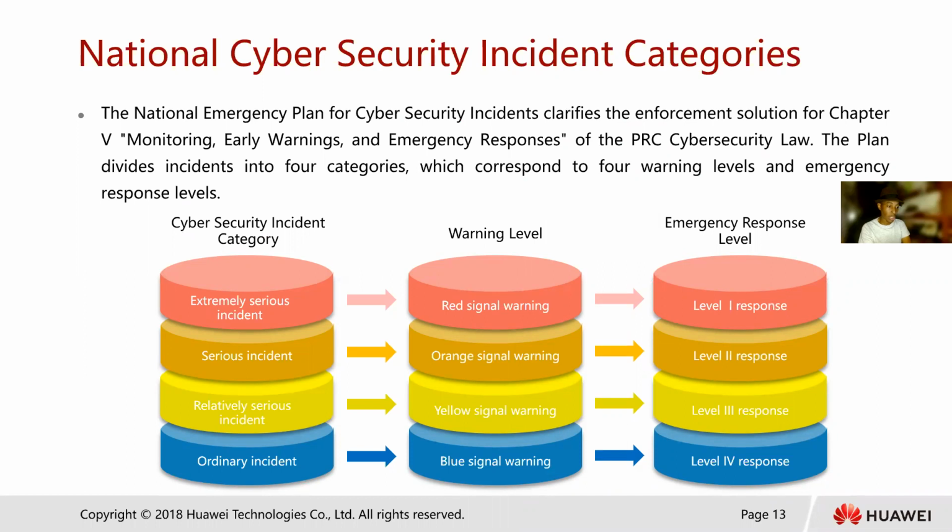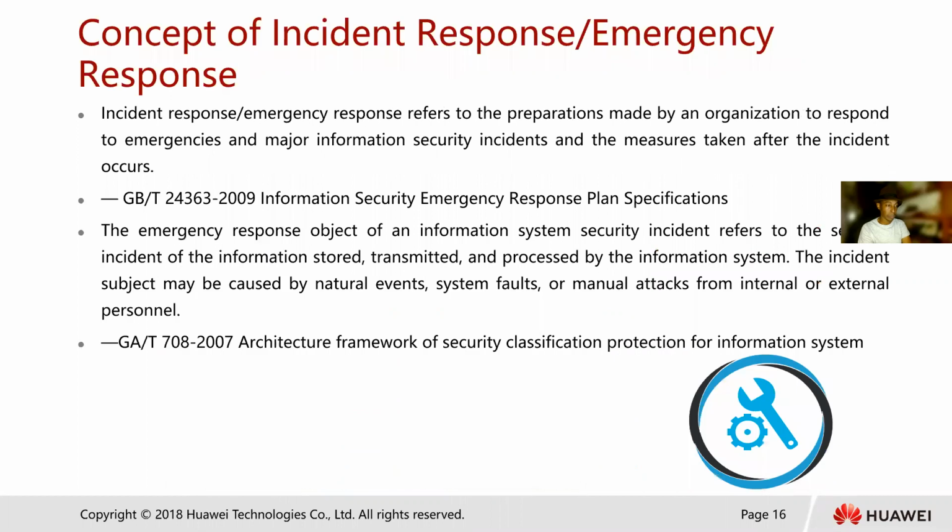An ordinary incident would result in a blue signal warning, which would only result in a level 4 response. You can see the levels are listed in descending order as you go up. And you can see the yellow signal warning and a level 3 response. We have an orange signal and a level 2 response, and a red signal, which requires a level 1 response. For example, the WannaCry ransomware attack would have mostly required a level 1 response.